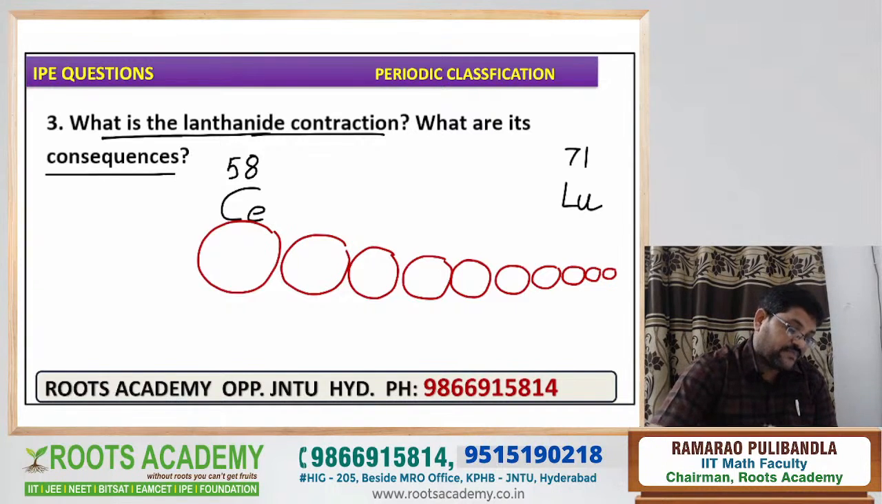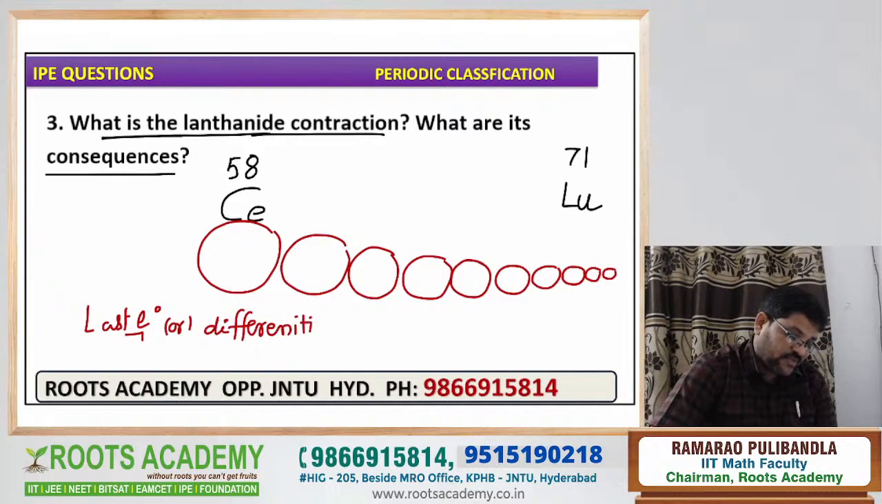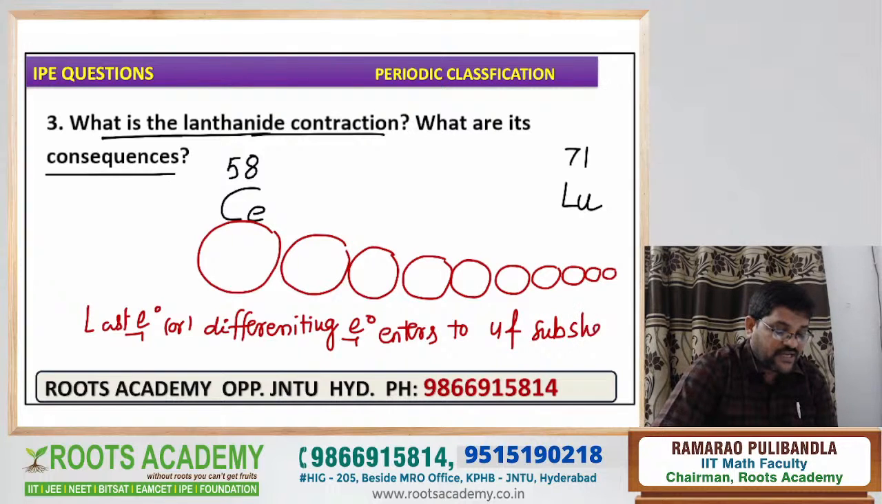Because in the lanthanoids, the last electron. What is the meaning of last electron? Last electron is nothing but the differentiating electron. Differentiating electron means the last electron. The last electron enters into the 4f subshell. Tell me what I said, students. The last electron enters the 4f subshell.